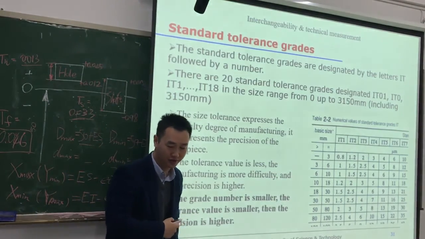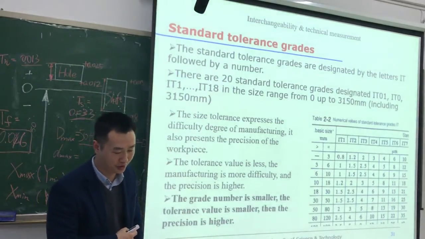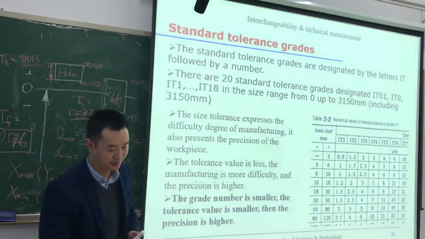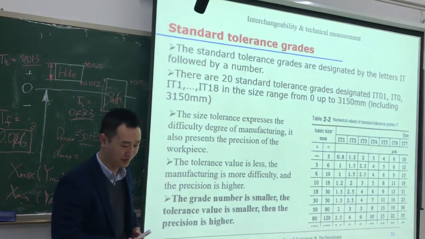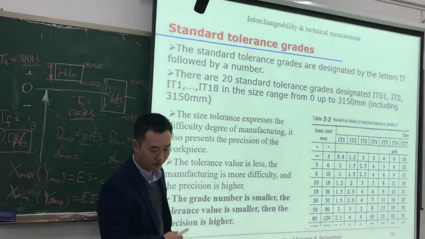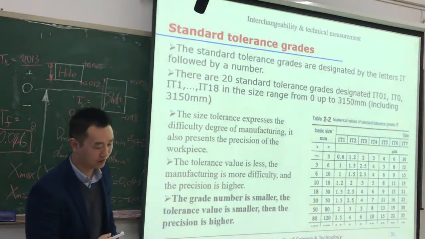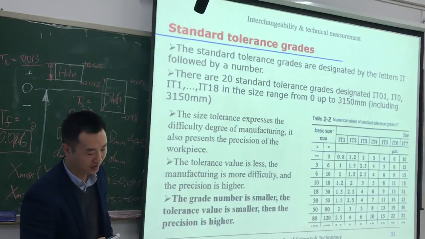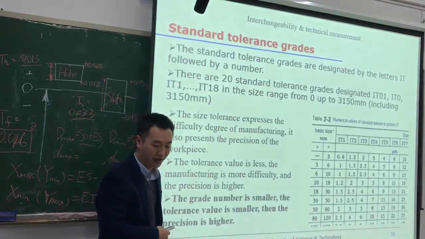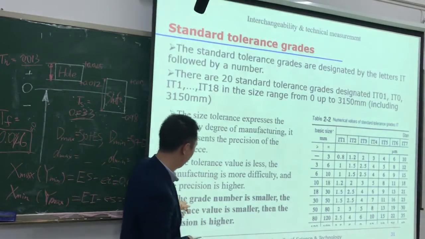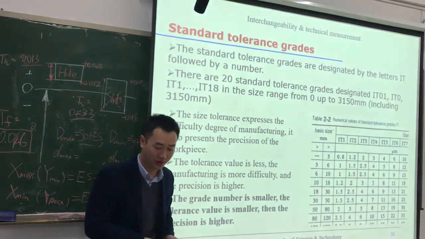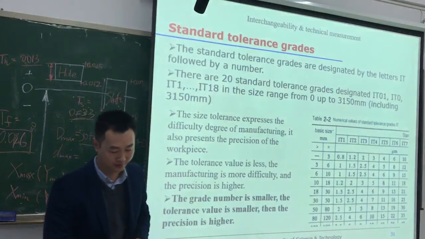The size tolerance expresses the difficulty of manufacturing. It also represents the precision of the workpiece. If the tolerance value is smaller, the manufacturing is more difficult and the precision is higher. If the grade number is smaller, the tolerance value is smaller and the precision is higher.